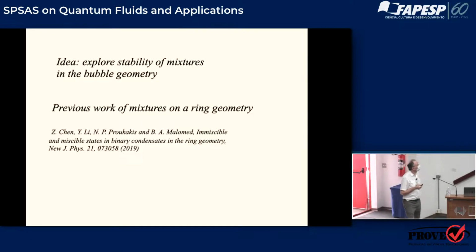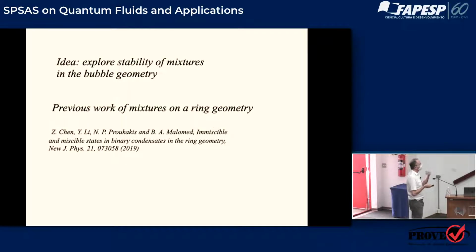one of us, I don't remember which one, maybe I myself or someone else, selected this previous work on mixtures in a ring geometry. So they discussed how mixtures behave in a ring geometry, and immediately the idea came to us: how will it be in this bubble sphere, the bubble trap, how will a bubble condensate be in this system?